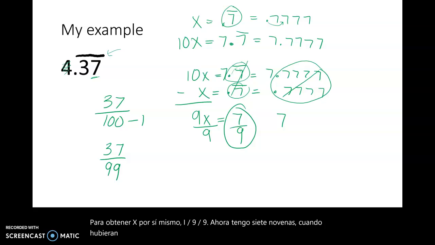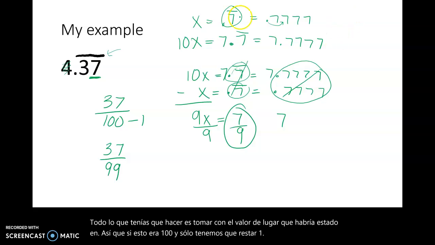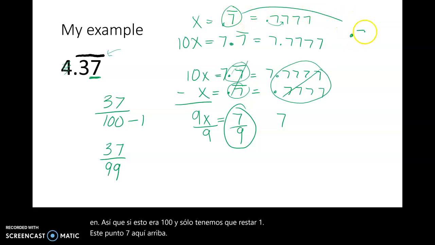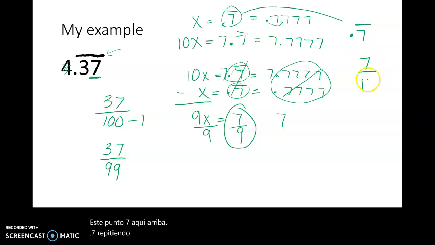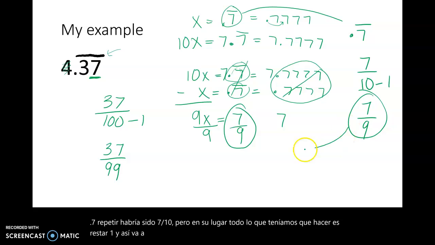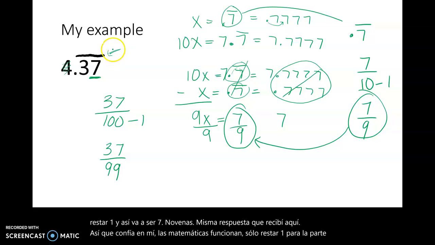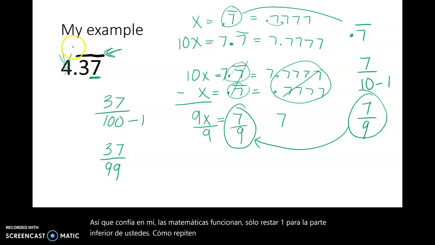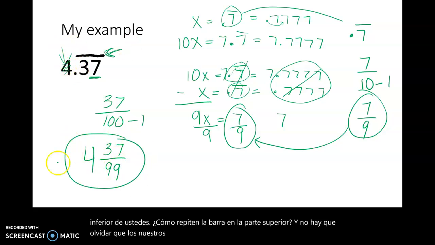Now, this could have gone over your head, but if you just trust me, all you have to do is take the place value that it would have been in. So if this was 100, and we just got to subtract 1. This 0.7 repeating would have been 7/10. But instead, all we had to do was subtract 1. And so it's going to be 7/9. Same answer that I got over here. So, trust me, the math works. Just subtract 1 from the bottom if you have a repeating bar on top. And don't forget our whole number, so it would be 4 and 37 over 99.